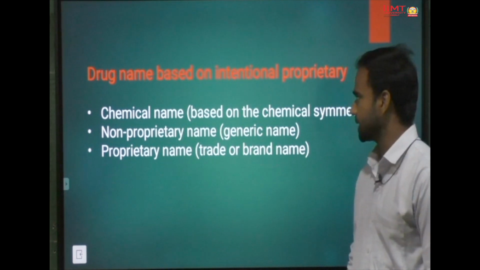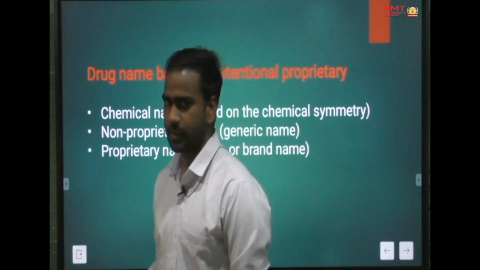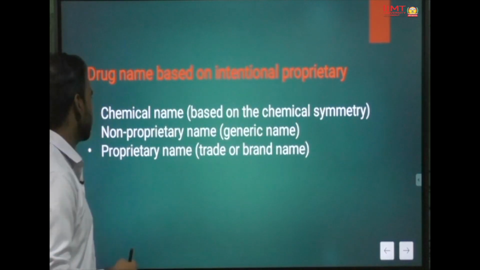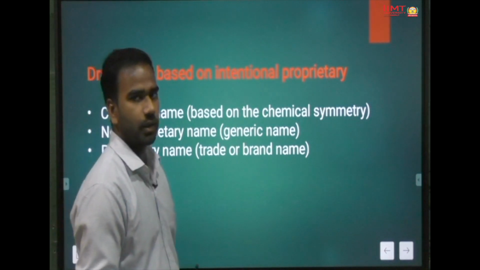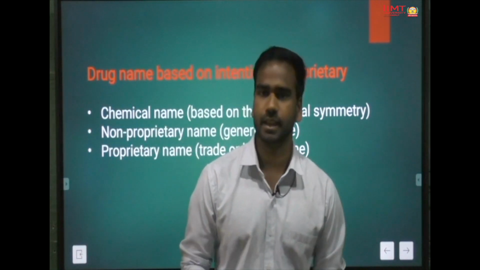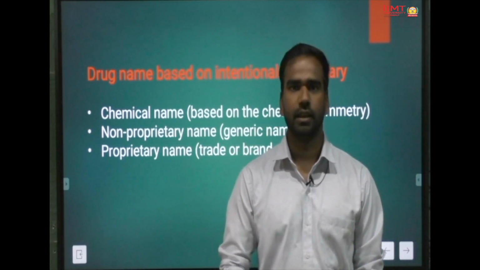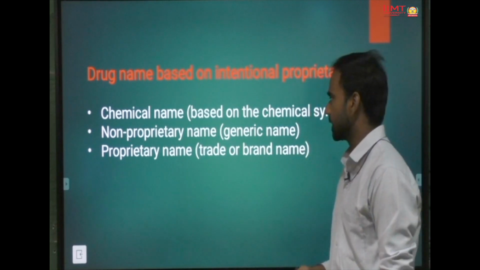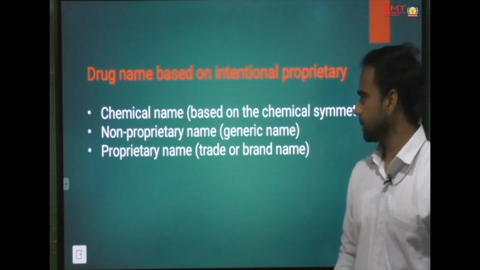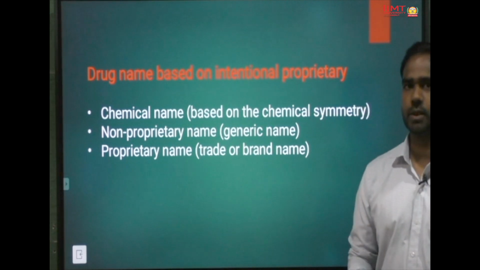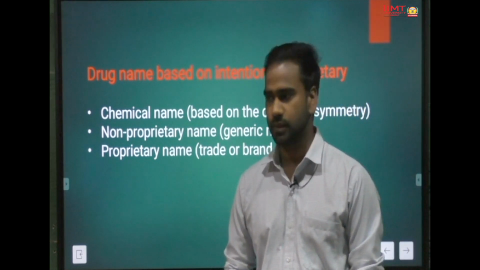The second point is how a drug is named. Based on the chemical name, drugs can be classified easily. The second is the non-proprietary name, that is the generic name of a drug. Based on the generic name, a drug can be sold by different industries in the market. The third is the proprietary name, that is the trade name or brand name. Based on the trade name and brand name, different drugs are sold in the market.